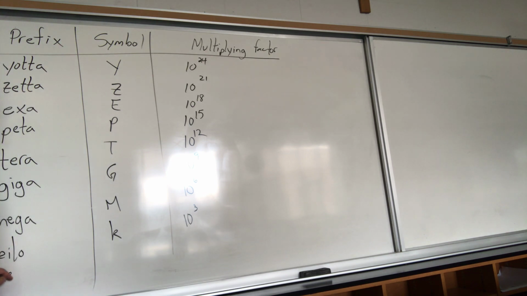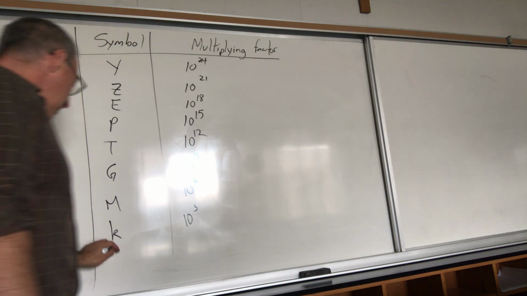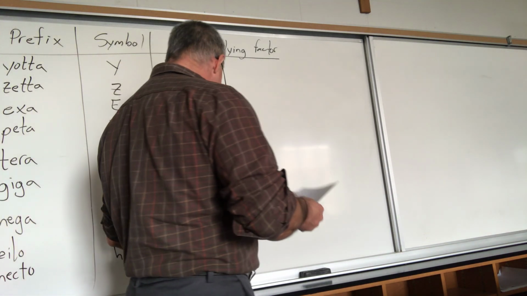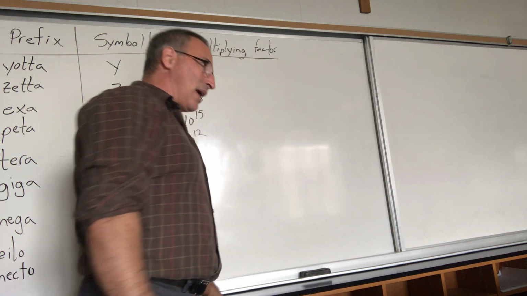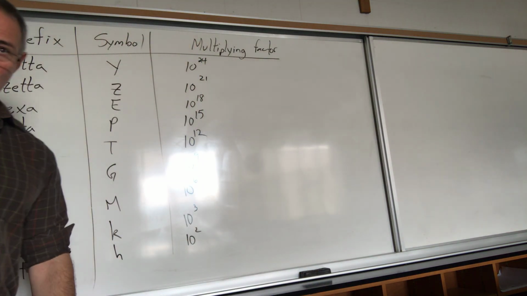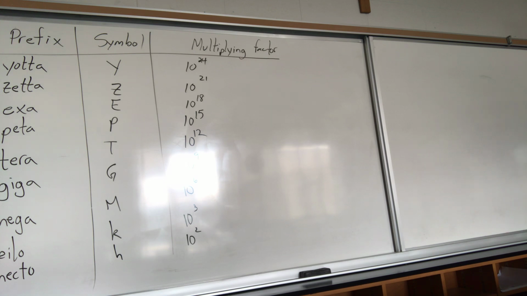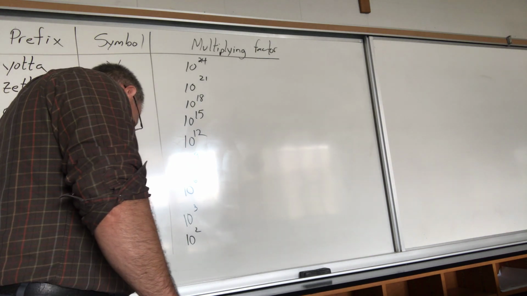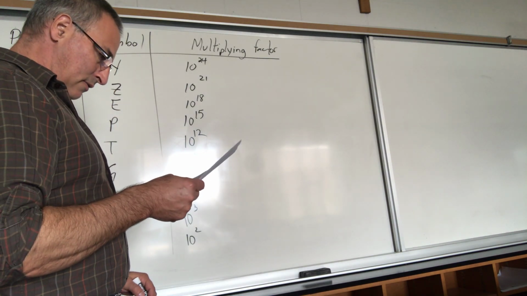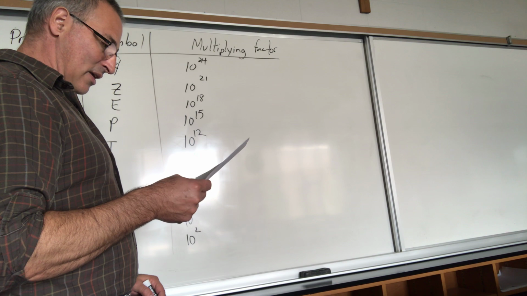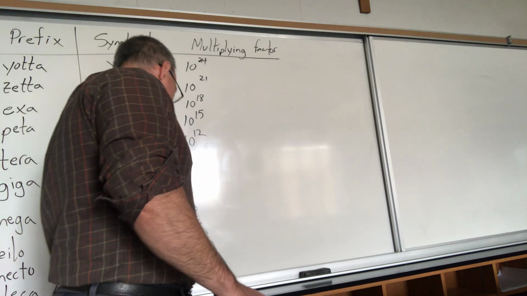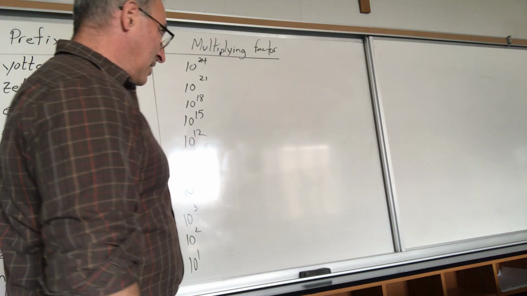So the next increment down is hecto. It's a lowercase h. That means 10 to the power of 2. So hectogram means 100 grams. Kilogram means 1,000 grams. And you can get decagram, which means 10 grams, and it's DA, the only one with 2 letters. And deca means 10 to the power 1. It's a 10 times multiplier.